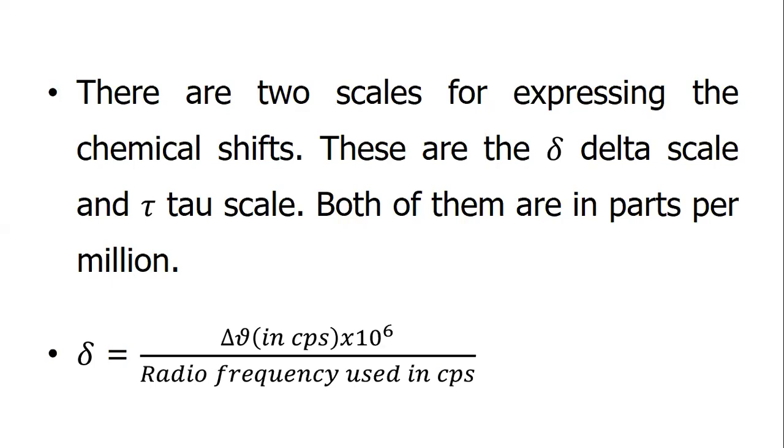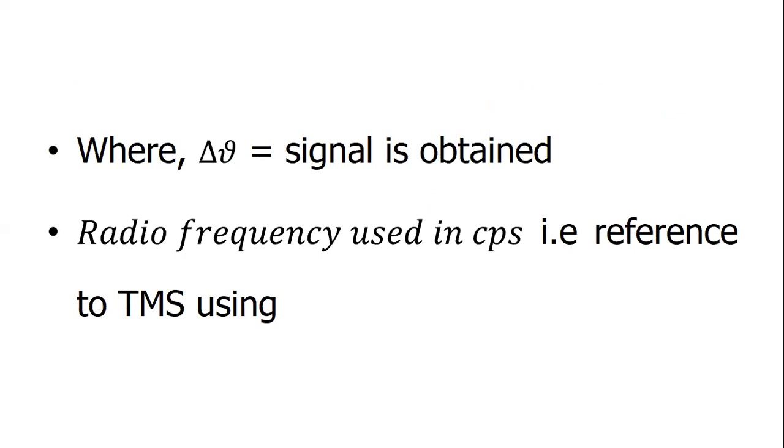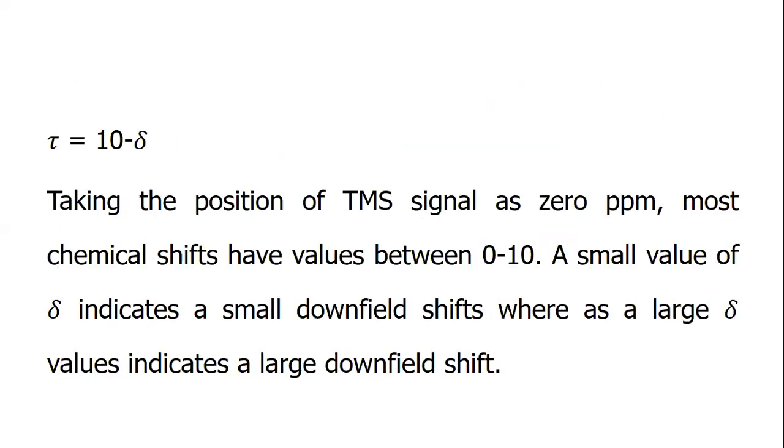There are two scales of expressing the chemical shift. These are the delta scale and the tau scale. Both of them are in parts per million. Delta equals delta V in CPS times 10 to the power 6, divided by the radio frequency used in CPS, where delta V is the shift at which the signal is obtained with reference to TMS. Tau equals 10 minus delta, taking the position of the tetramethylsilane signal at 0 ppm.